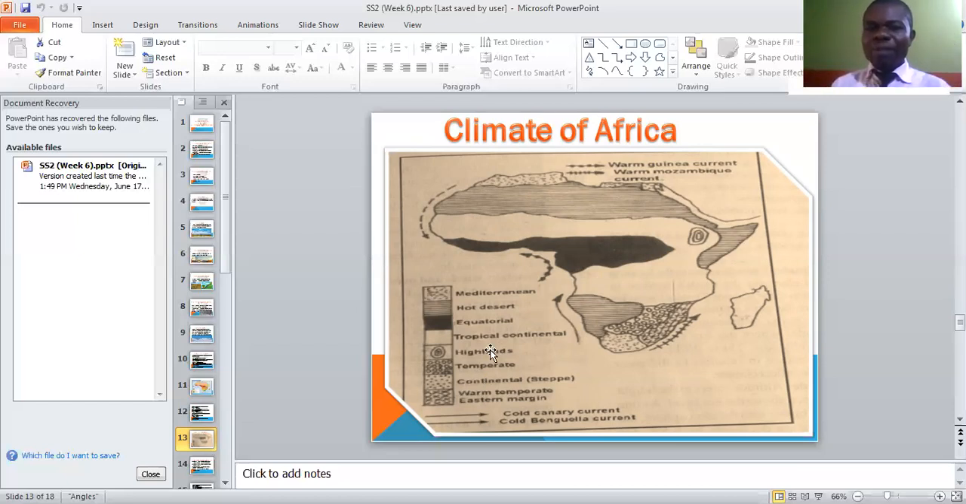This is a warm current, the warm Guinea current. These are currents that come where the air blows. That's what I mean. This particular place here is Mediterranean, as you are seeing here.